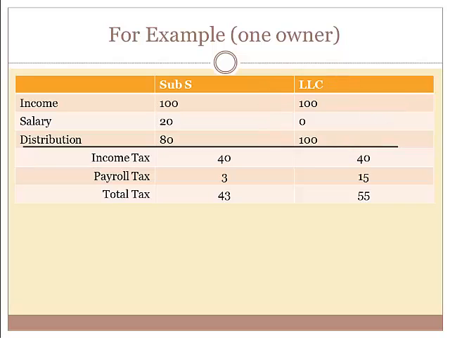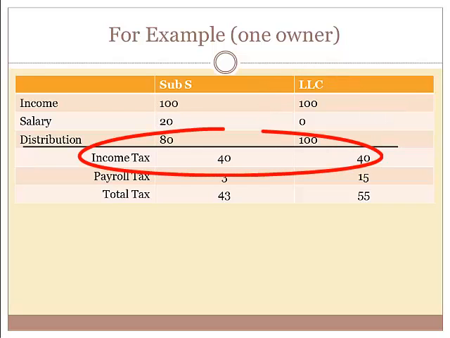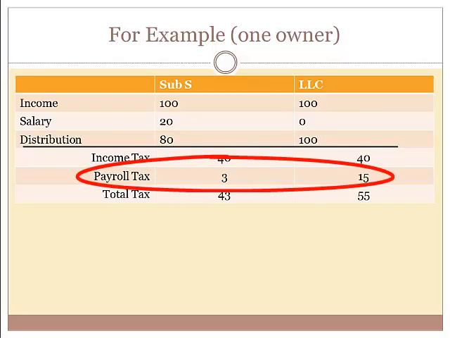The income tax under both of these situations would be the same. So the individual would pay $40,000 in income tax. The payroll tax, however, would be different. The individual would only pay the payroll tax on the $20,000 that they receive under the Subchapter S, whereas they would have to pay the payroll tax on the whole $100,000 that they receive under the LLC.